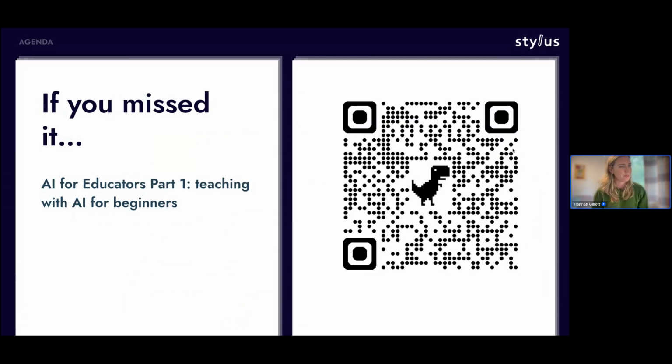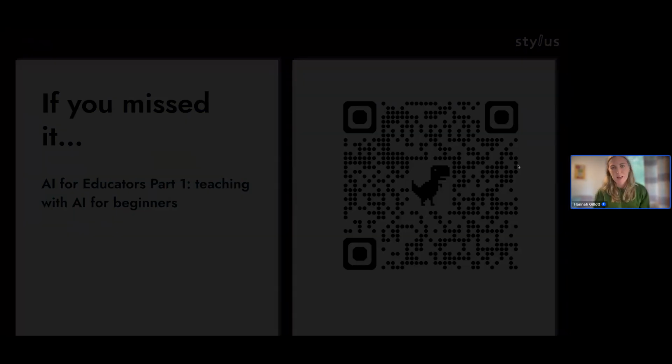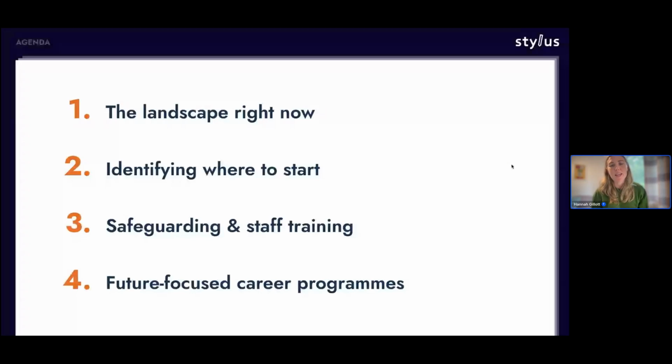So today we're going to be talking more about integrating AI at school level. Having looked individually at some of the ways to get going with prompting, we're going to focus on how this starts to become part of a system or a process that happens across your school. We're going to start with the landscape right now. Then we'll think about identifying where to start in terms of who should be involved and what you should be working on in school. We'll touch on safeguarding and staff training.